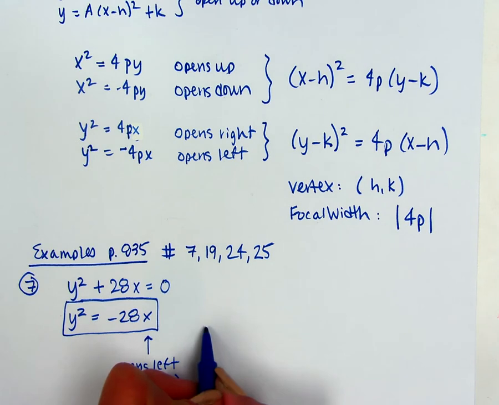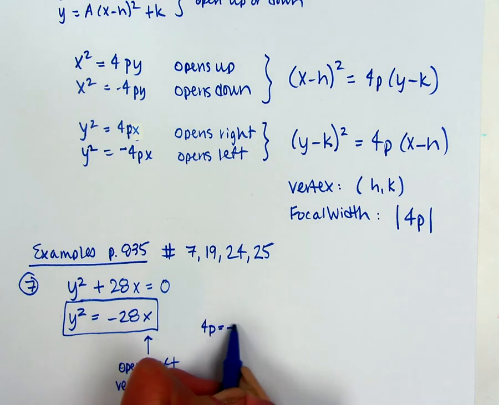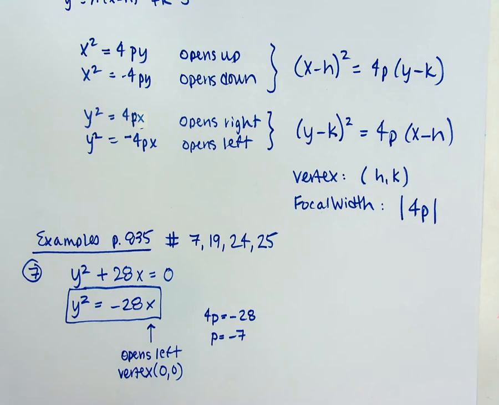And it would be helpful to find the value of p. So I know that 4p is equal to negative 28, so p is equal to negative 7. Okay, so you can start graphing, and that will help you actually answer some of the other questions. So this one wants you to identify the focus, the directrix, and the focal width.